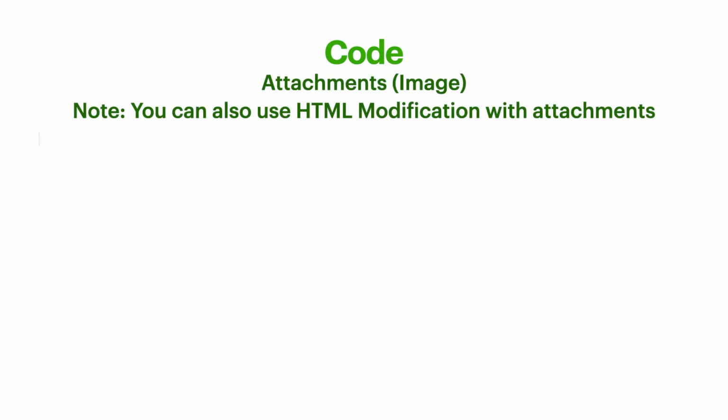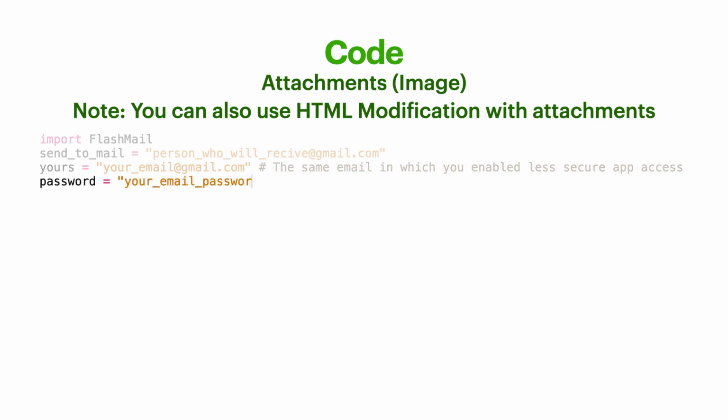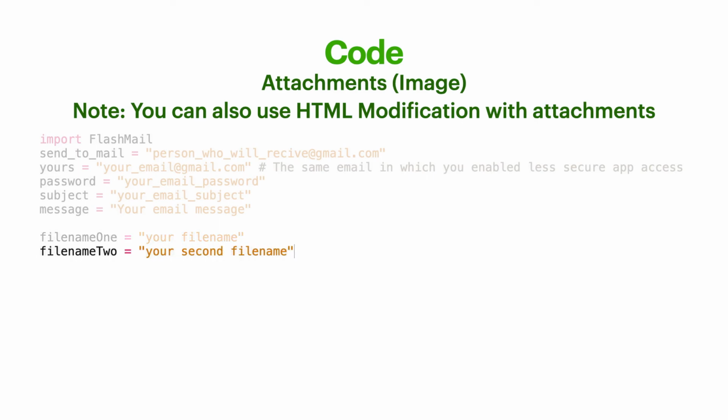Okay, so let's take a look at the code. We want to import FlashMail. We want to create a send to email, or your email, the password, the subject, the message, and then we want to specify any file names that you have. So maybe your file name 1, and maybe you have another one as well. Maybe you want to attach multiple, and file name 2.